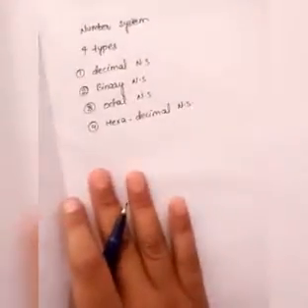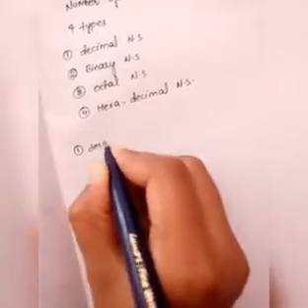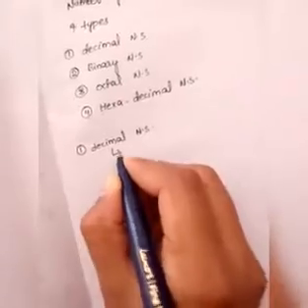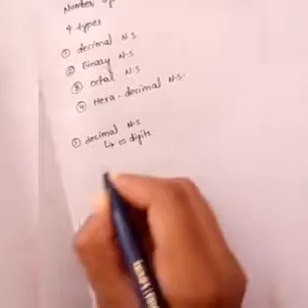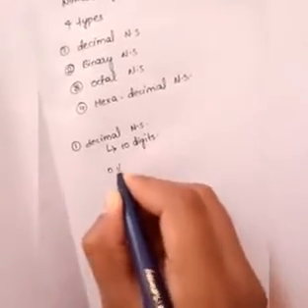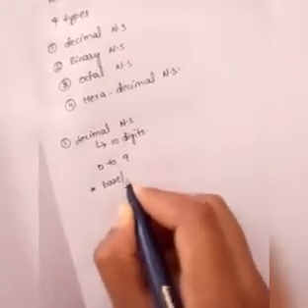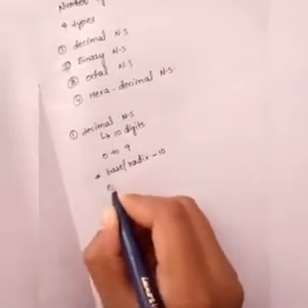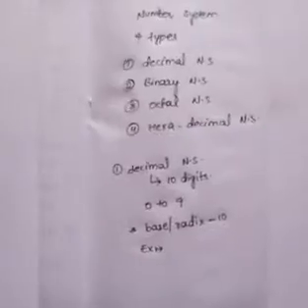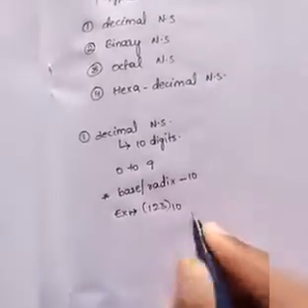So now we discuss about each type individually. First one is decimal number system. Decimal means it has total 10 digits. So it has digits 0 to 9. It has the base or radix of 10. Example for decimal number system is 123 to the base 10.